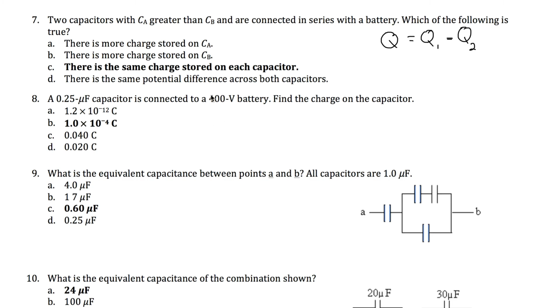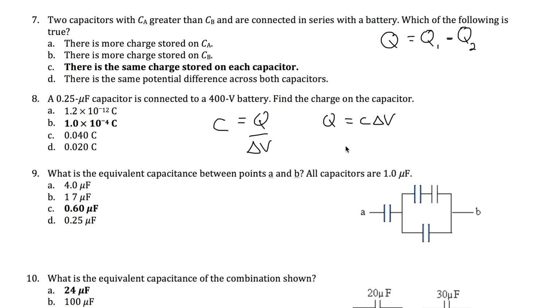Let's do number 8. So we have a 0.25 microfarad capacitor connected to a 400 volt battery. Find the charge on the capacitor. So this one is a plug and chug, where you have to know that the relationship between potential difference, charge and capacitance is C is Q divided by delta V. Capacitance is charge per potential difference. And then we're looking for charge, so charge will be C times delta V.